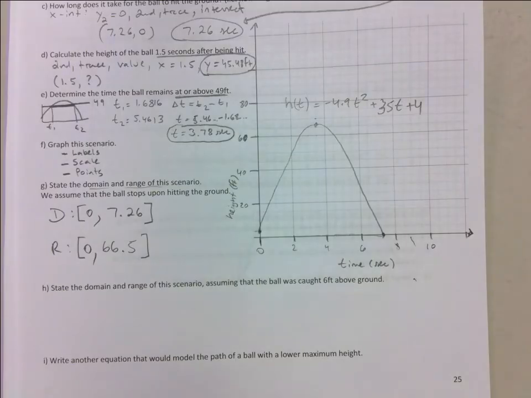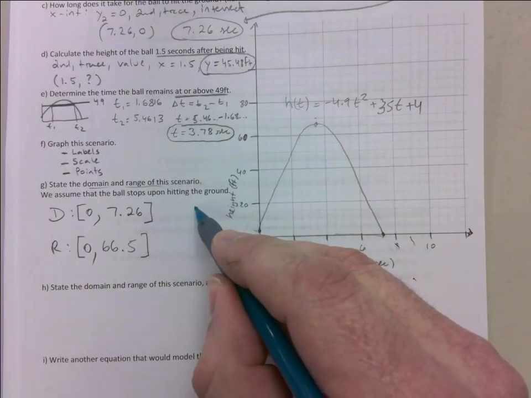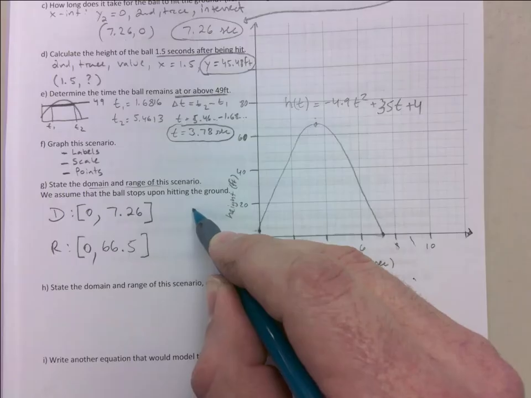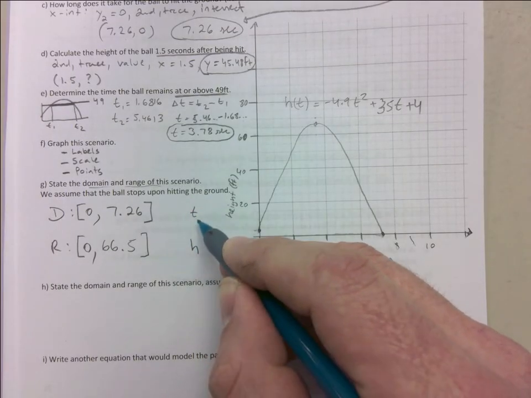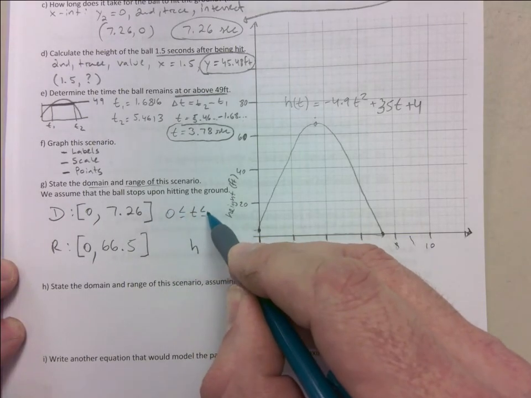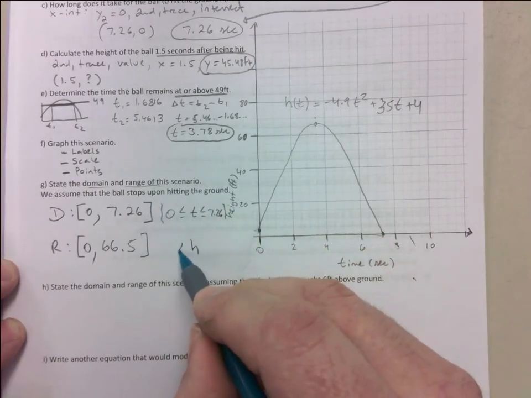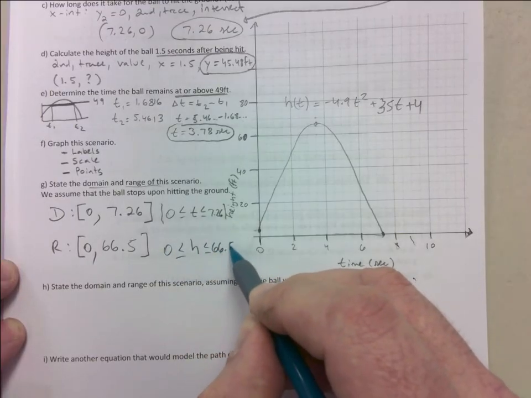If you love your set notation, the only thing I'm going to tell you is you must use the letters that the equation is using, which is what? T and H, correct? Instead of X and Y. So this is how it would look. Zero to 66.5.